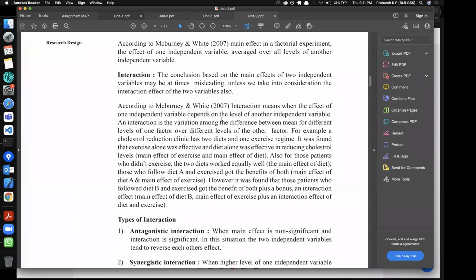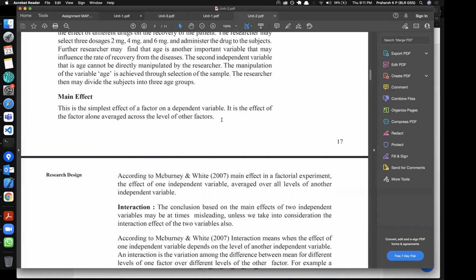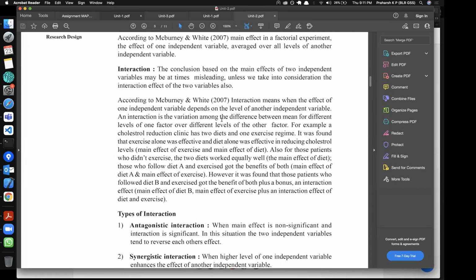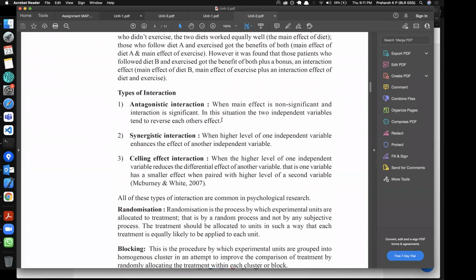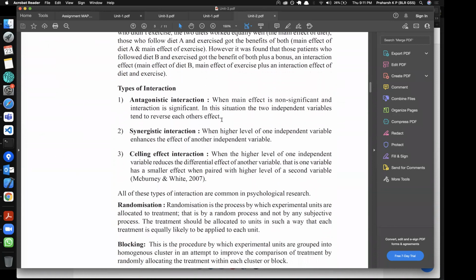So we learn what factors are, what main effects are, and what interaction is. Now there are three types of interaction. One is antagonistic. The main effect of this kind of interaction is that there is no difference in one compared to the other one. So you have two factors, and neither of them changes the readings because of the other factor in any fashion. They are kind of independent.